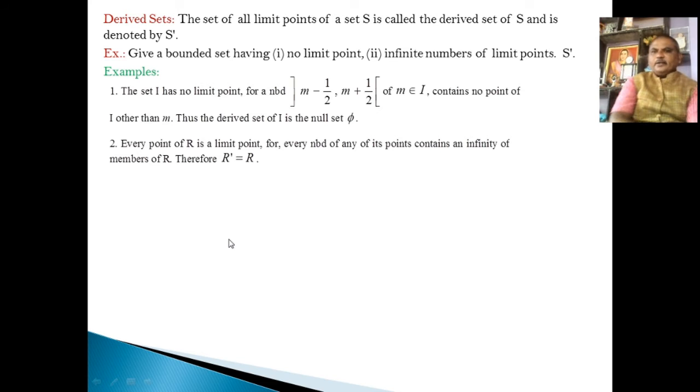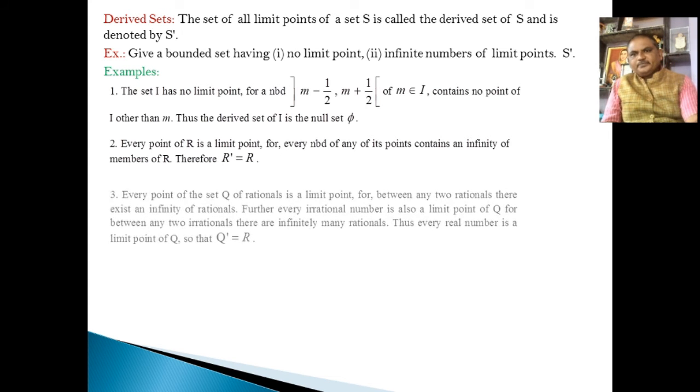Second example: R is the real number set, and every point of the real number set is also a limit point, for every neighborhood of any of its points contains an infinite number of members of R. Therefore the derived set is equal to itself, that is, R dash is equal to R.